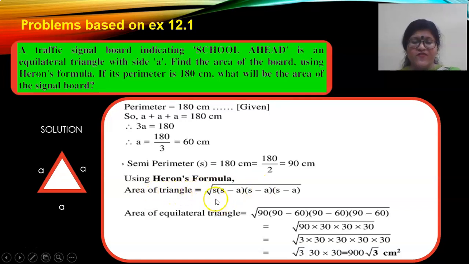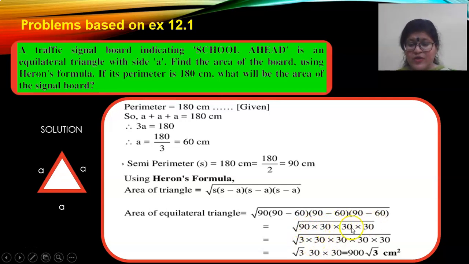So it is square root of s, s minus a, s minus a and s minus a. Generally we write here s minus b and s minus c, but b and c values are the same. It is throughout a because it is an equilateral triangle. So b becomes a and c also becomes a. Substitute the value. s is 90. So 90 minus a. But what is a here? 60. So again 90 minus 60, 90 minus 60. This is what you get when you solve it.